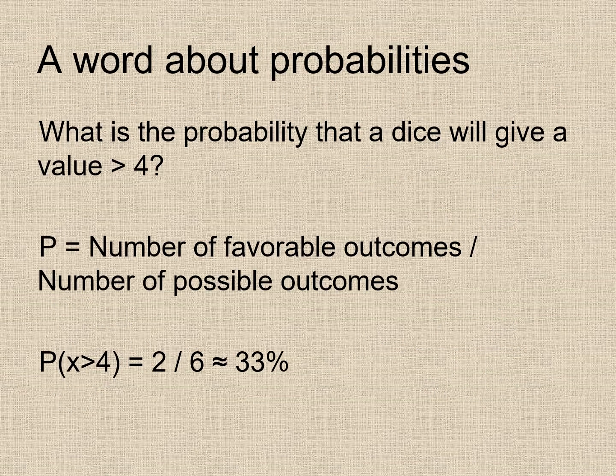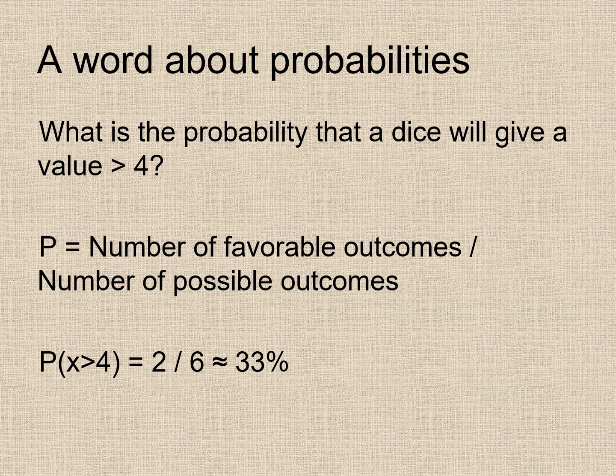So we're still making our way towards inferential statistics. And as I mentioned before, inferential statistics is about calculating probabilities. So let's start at the base here. How do you calculate probabilities? For instance, what is the probability for a dice to give a value that is above 4? How do you calculate that?